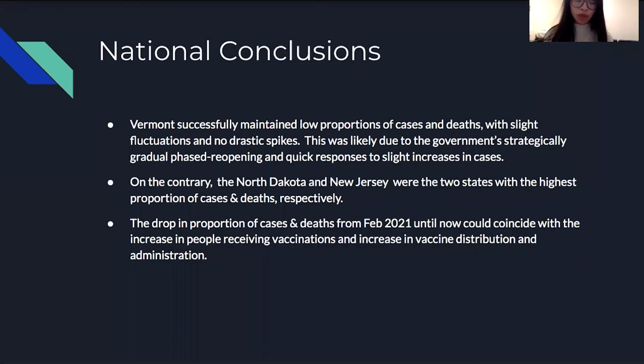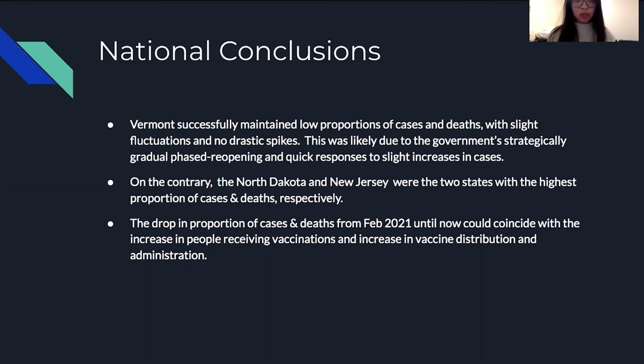In conclusion, we saw that Vermont was successfully able to maintain low proportions of cases and deaths with slight fluctuations and no drastic spikes. This was likely due to the government's strategic and gradual phased reopening, as well as quick responses to slight increases in cases. On the contrary, we saw that North Dakota tried to do a phased reopening too quickly with really drastic measures, such as really high max capacities, opening restaurants and bars to 75% really soon, and overall, just not using methods that were very safe and sustainable for everyone.